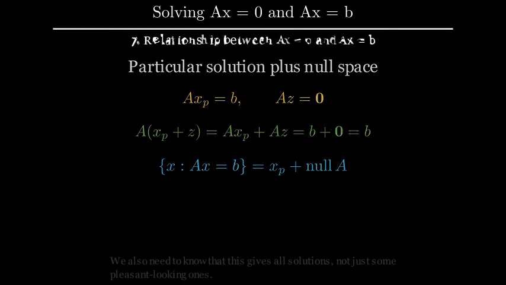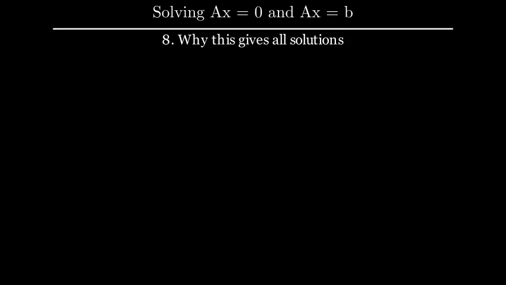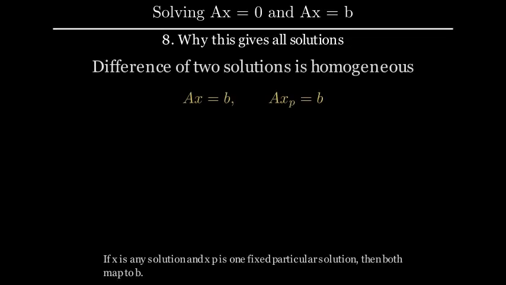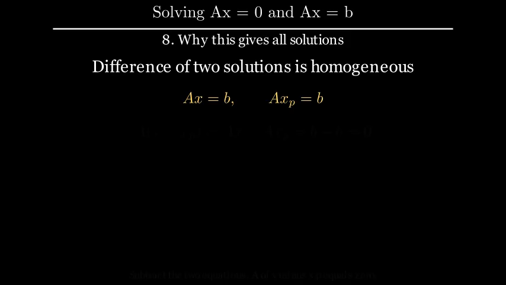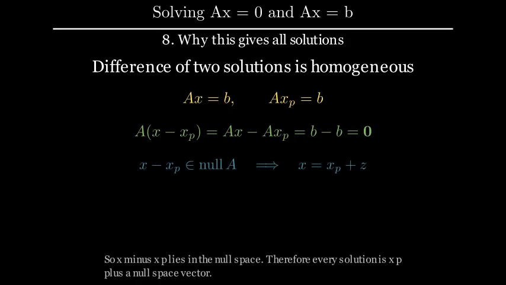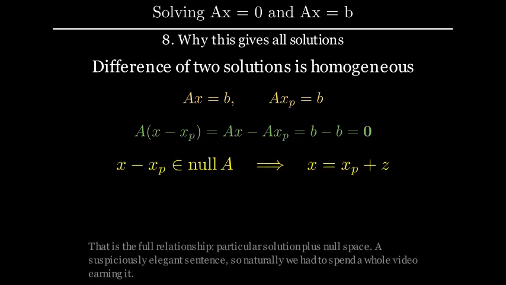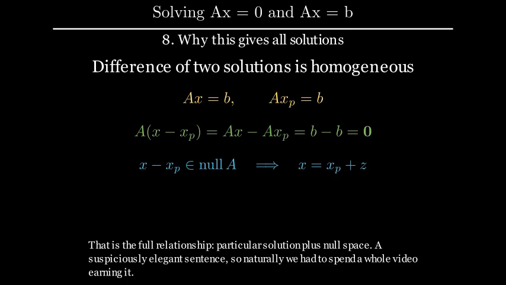We also need to know that this gives all solutions, not just some pleasant-looking ones. If x is any solution and xp is one fixed particular solution, then both map to B. Subtract the two equations. A of x minus xp equals 0. So x minus xp lies in the null space. Therefore every solution is xp plus a null space vector. That is the full relationship. Particular solution plus null space. A suspiciously elegant sentence. So naturally we had to spend a whole video earning it.